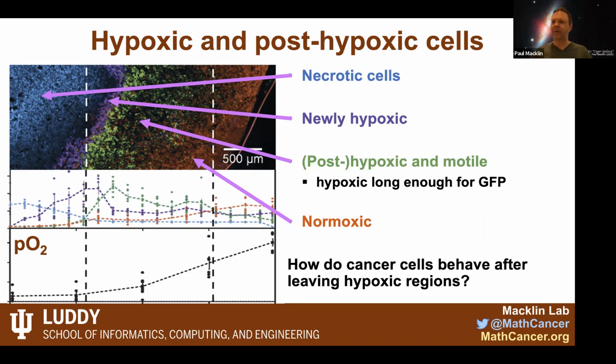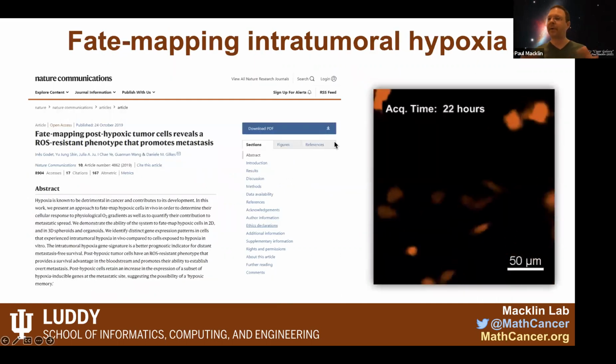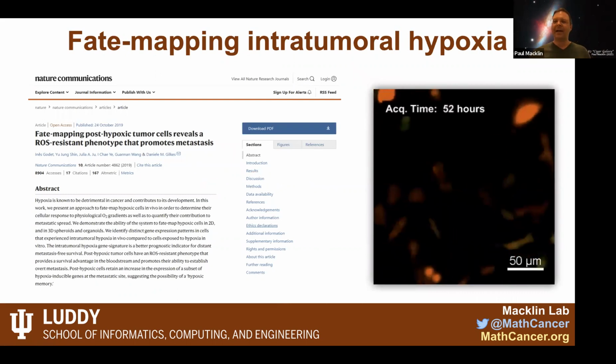Do they retain their new motile phenotype and keep wandering forever? Do they instantly change back to their old normoxic phenotype and stop migrating? Or is there something in between, like a persistence time, where they retain the hypoxic phenotype for a little bit longer?